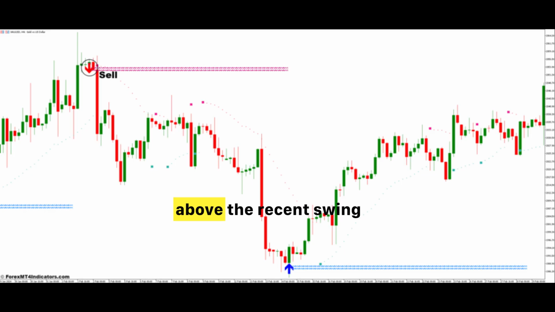Put your stop loss above the recent swing high or above the reversal zone. Target the next support or close part of your trade at logical levels while trailing the rest.